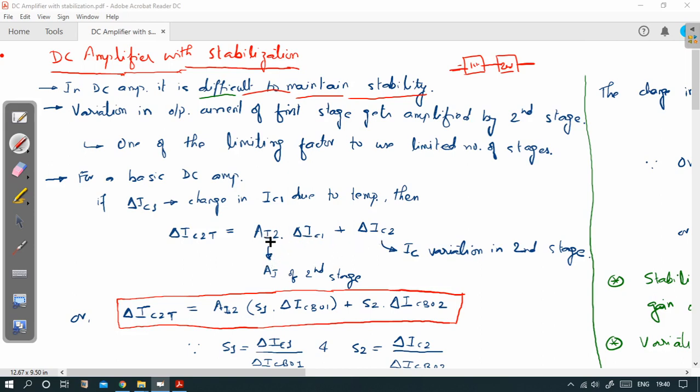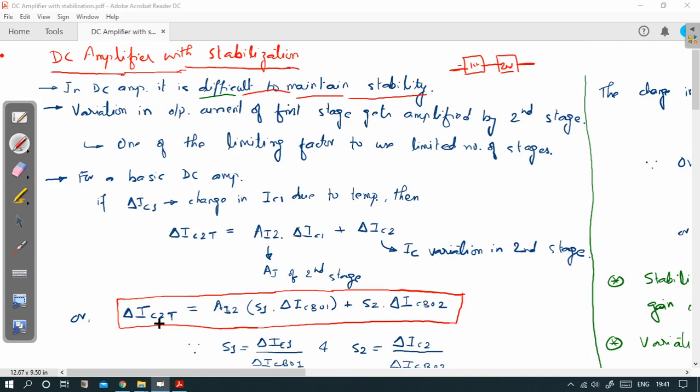And we know that this delta IC1 is coming as input current to the next stage, so it will get amplified by the second stage amplification factor, which is AI2, plus its own output current, delta IC2. So this is the IC variation in second stage, and this is the amplified version of the signal that's coming from the first stage.